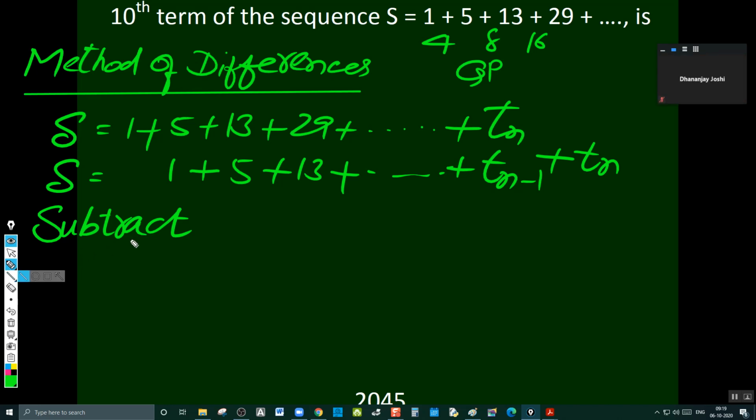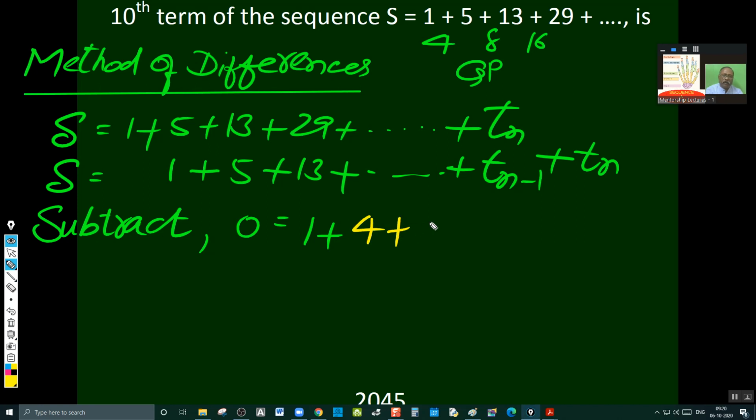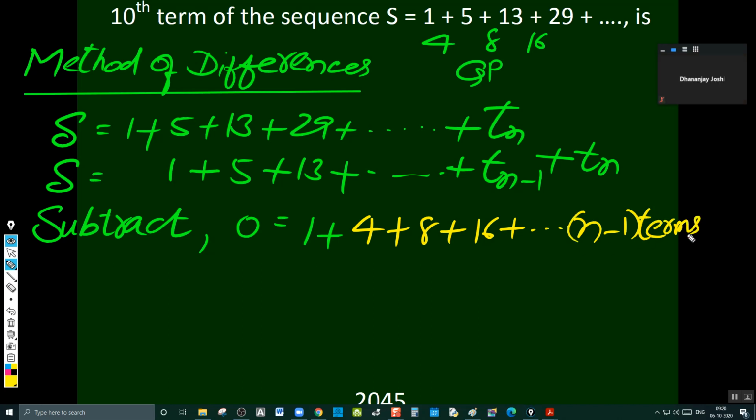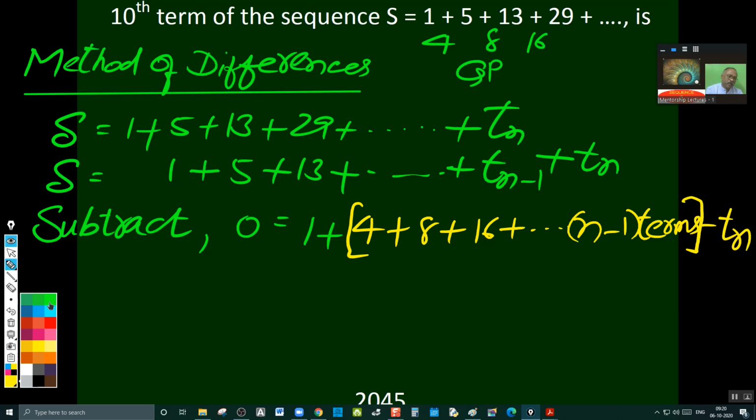I'll show it for your better understanding. It is S minus S 0. 1 plus 4 plus 8 plus 16 plus and so on. Don't forget, Tn, it is n minus 1 terms, because one term is skipped. And this will be minus Tn. This will be minus Tn, please.